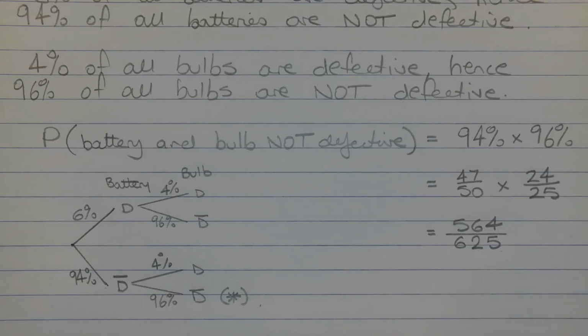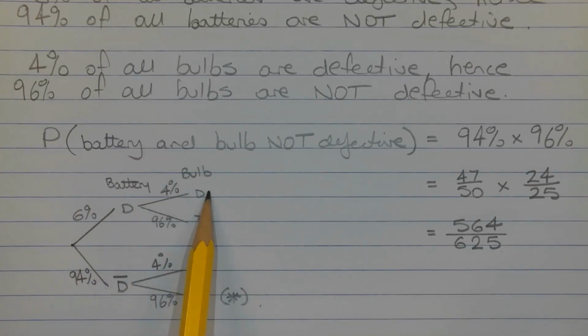To help visualize the problem, we can draw a two-stage probability tree diagram that models this situation. In the first stage, we're choosing a battery, and in the second stage, we're choosing a bulb. Now the D represents defective and D bar represents not defective. Now on each of the branches, we write the corresponding percentages.